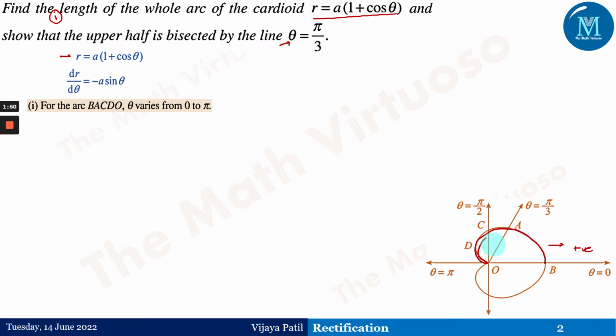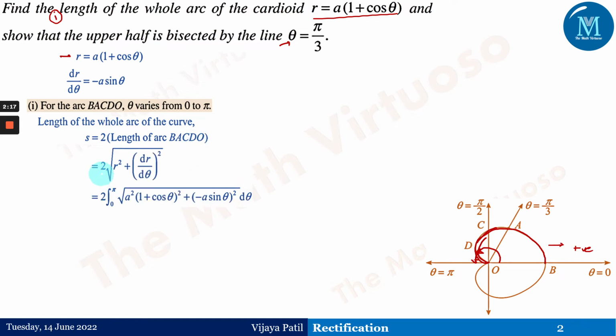We are just considering the upper half of this cardioid, which is part 1, and which is moving from θ = 0 till, so this particular θ is moving from this point to this point, that is nothing but it's moving from θ = 0 to π. In fact, it is moving till this point, and therefore the length of the whole arc of the curve is 2 times the length of BACDO, as I have told you.